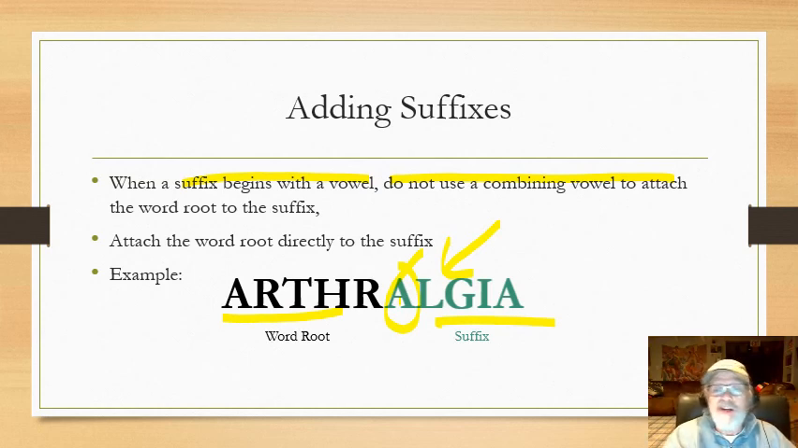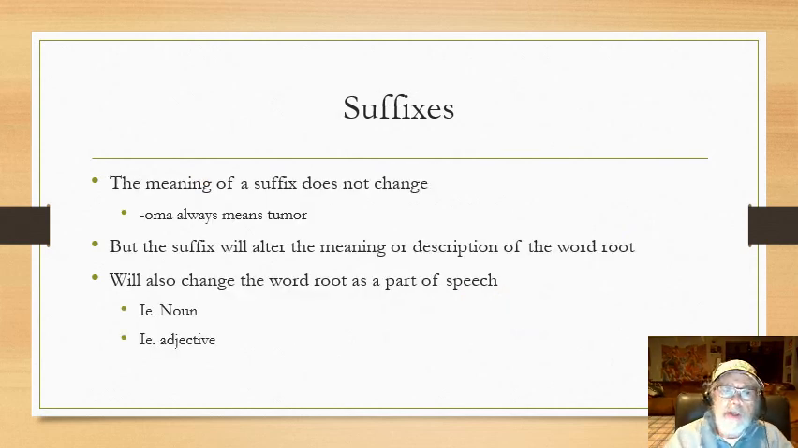And again, arthrodynia and arthralgia both mean the same thing. As a medical term, I've used arthralgia multiple times. I don't think I've ever used the word arthrodynia. But that's just that. The meaning of a suffix doesn't change. In other words, once I learn what a suffix means, it's going to stay consistent through all of eternity.